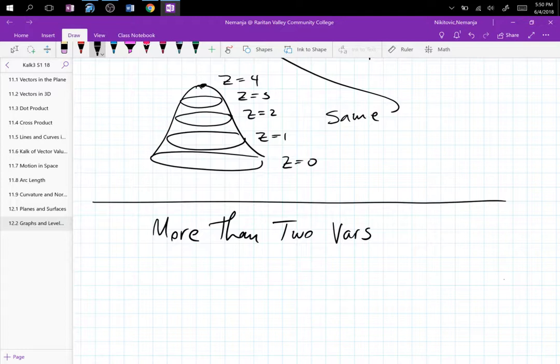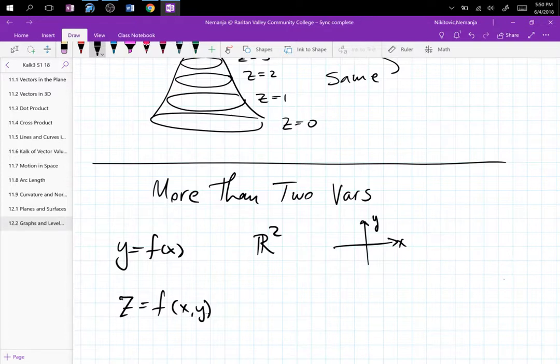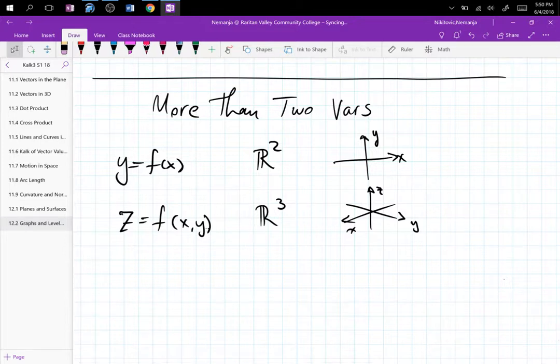So what do we have? We have good old y equals f of x with the 2-dimensional realm, R2, and its associated coordinate system xy. Then we have z equals f of x, y, which is R3, and we know that coordinate system because we used it. Now we have w equals f of x, y, and z. Now this is going to be R4.